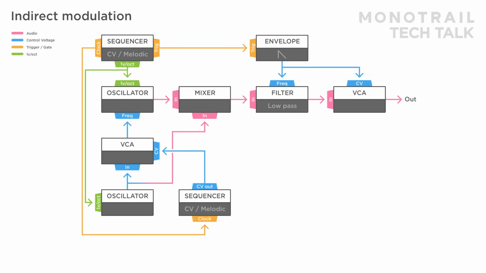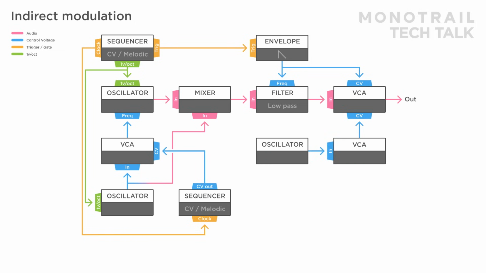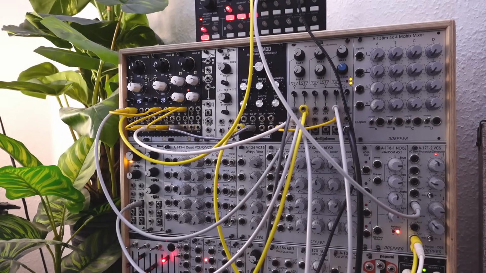Another example is using a tuned or untuned oscillator or audio rate LFO to modulate the VCA of the voice. Again through another VCA, so the sequencer can control the depth. This is called amplitude modulation, which I explained with a lot more depth in this older video if you'd like to learn more.